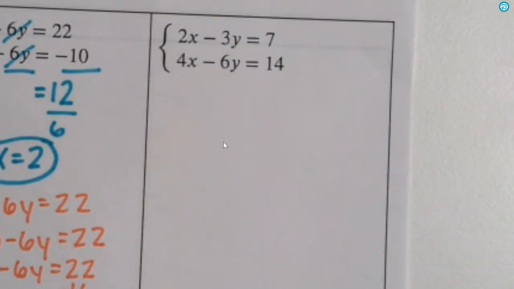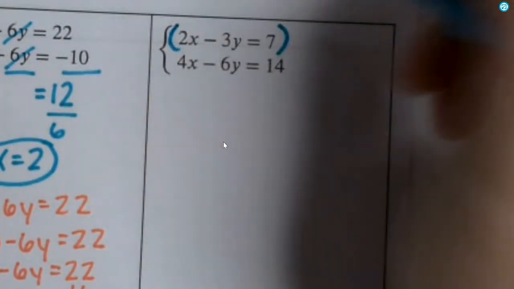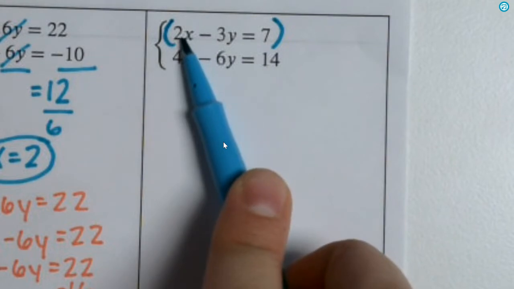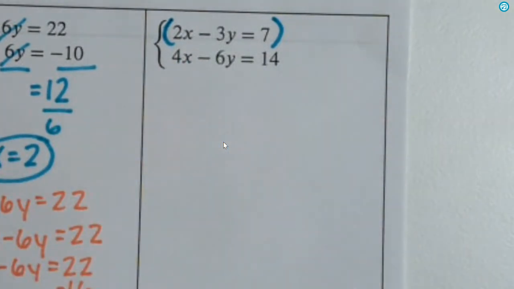So how I'm going to do that is I'm going to take my top equation, and I know that I want to turn this 2 into a negative 4. So I'm going to multiply by negative 2 on the top. Grab your note sheet, please.